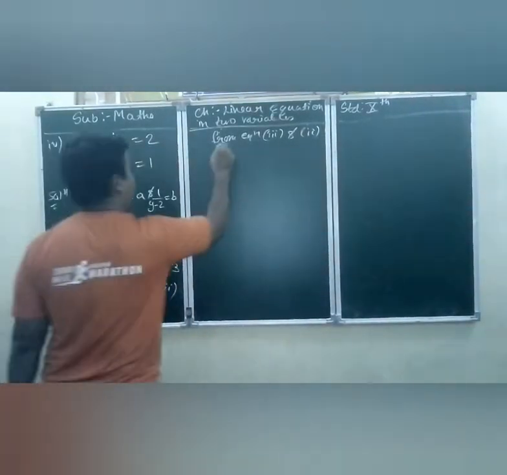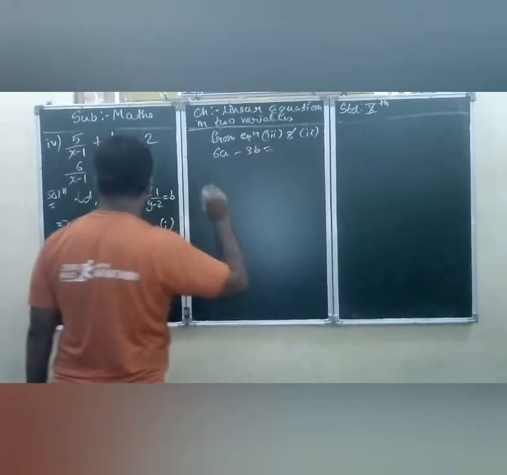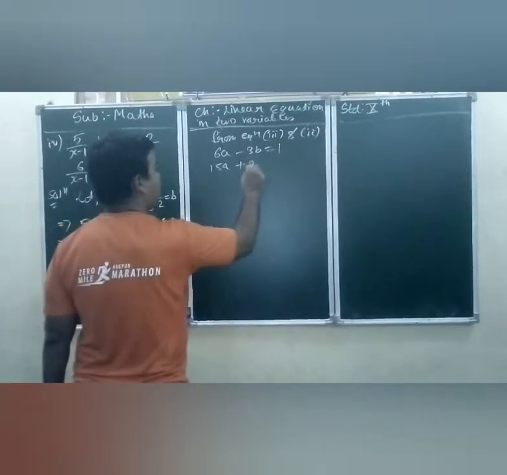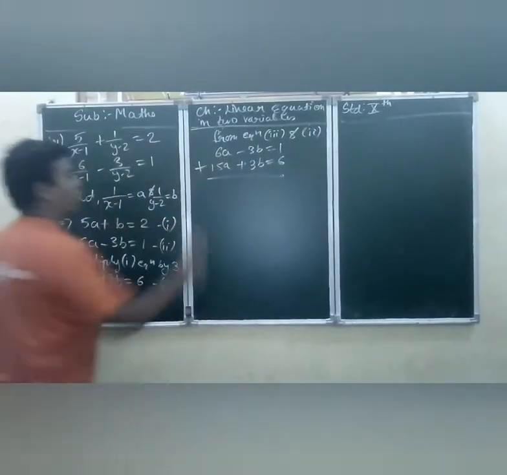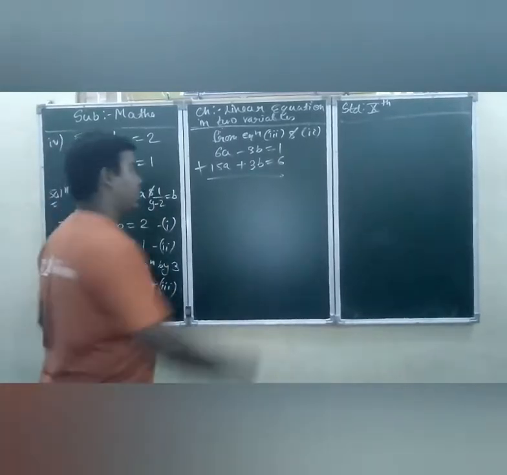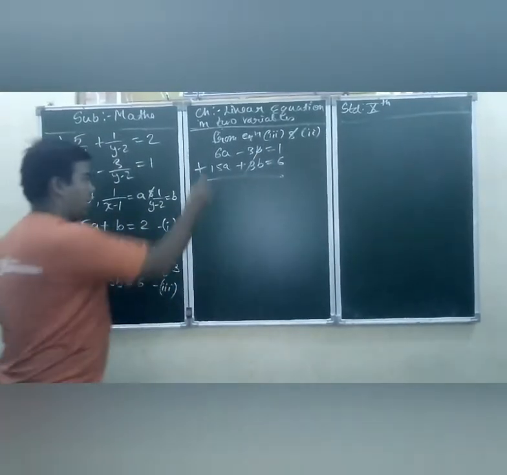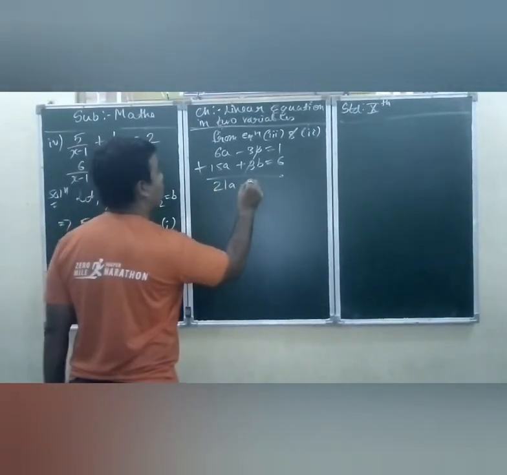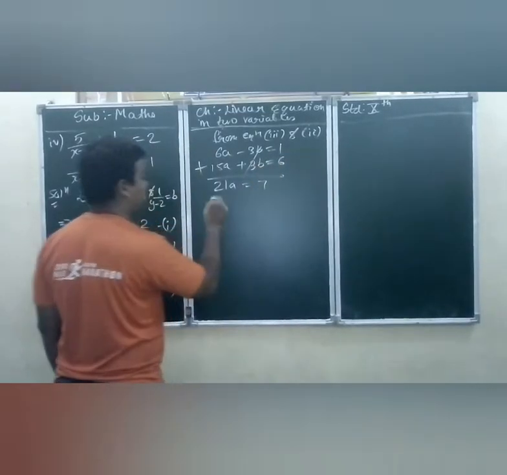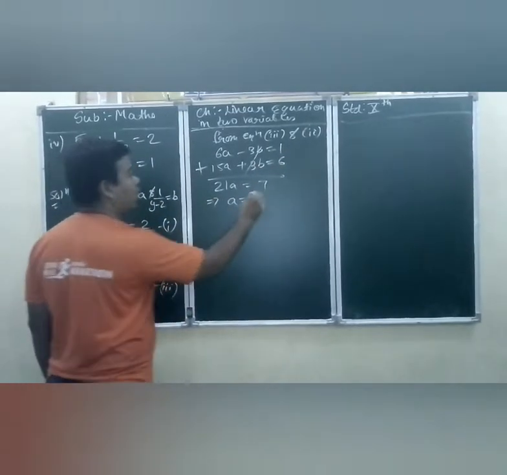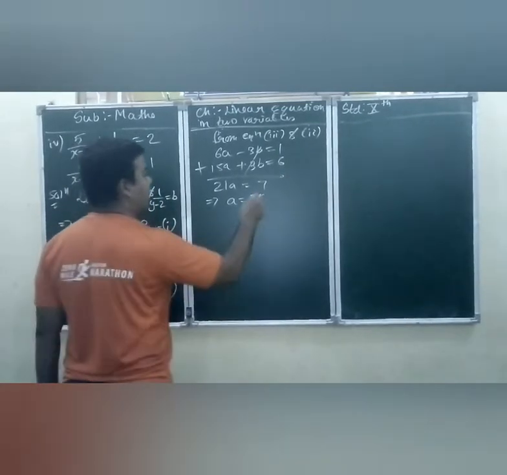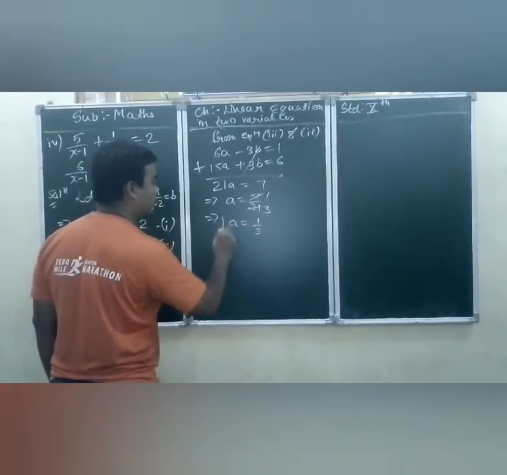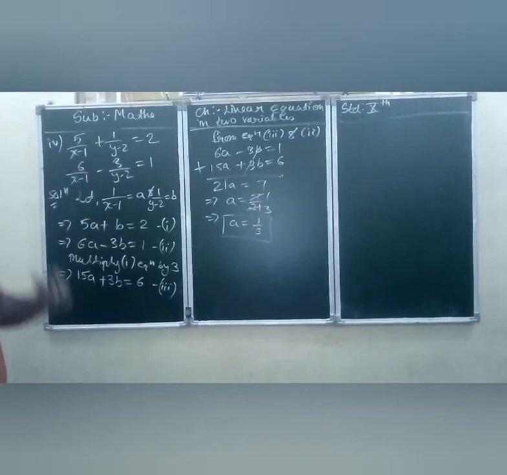The second equation is 6a - 3b = 1, and 15a + 3b = 6. We add here because the signs are already different. So 3b and 3b cancel. 6 plus 15, 21a is equal to 1 plus 6, 7. So a equals 7 by 21, so the a value is 1 by 3.